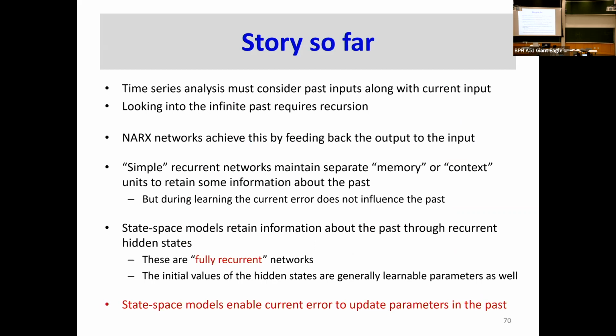So here's the story so far. We're just adding two more bullets. State space models retain information about the past through recurrent hidden states. These are what are called fully recurrent networks. The initial values of the hidden states must be specified, and they might be learnable parameters also. State space models have this characteristic that an input now affects the output all the way into the future, which means that if you have the kind of behavior where an input at time t triggers some changes in the output at t plus 1000, that influence can be carried back to learn how this can happen.